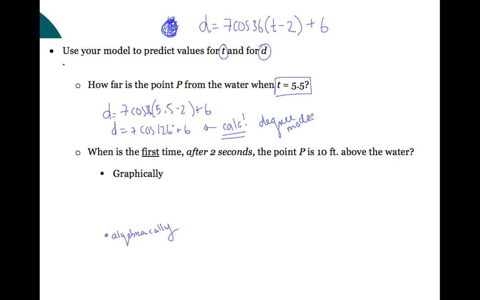So when I put this in my calculator, I'm checking I'm in degree mode, and I'm going to show you the graph in general to look at this in a moment. But when I pull up the calculator, sadly, my annotations go away. So I'm going to set it up first. So I get 7 cosine of 126 plus 6. I get 1.886, and it's feet above water. If you say 1.885, that's fine too.